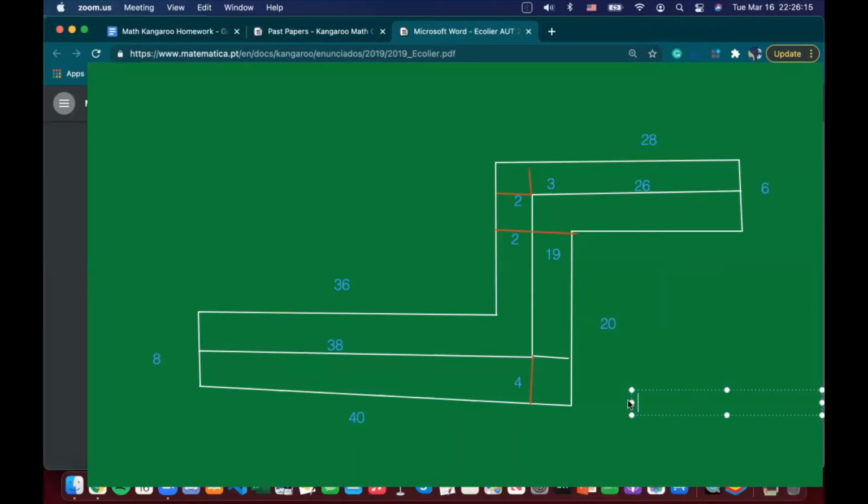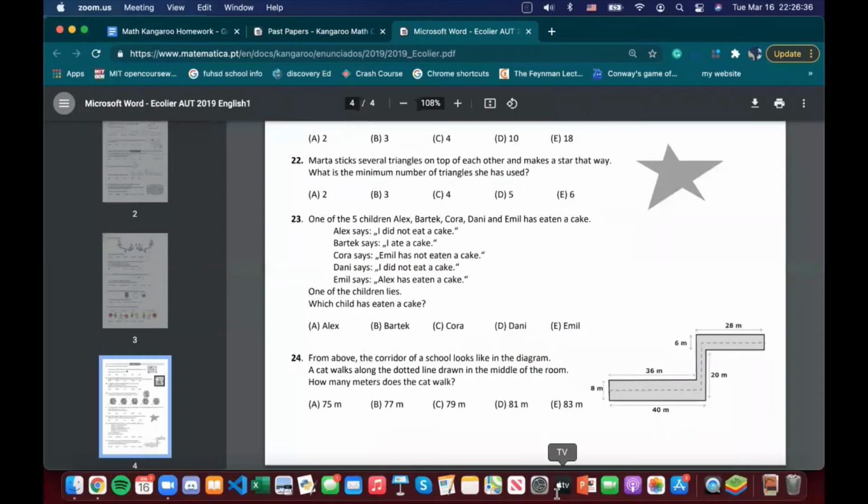And we add up all of these lines. 38 plus 19 plus 26. And if we add that up, we have 19 plus 26 is 45, plus 38 is 83. So the total length that the student has to walk is 83 meters, and that's one of the answer choices for 24, which is E. So your answer for 24 would be E.